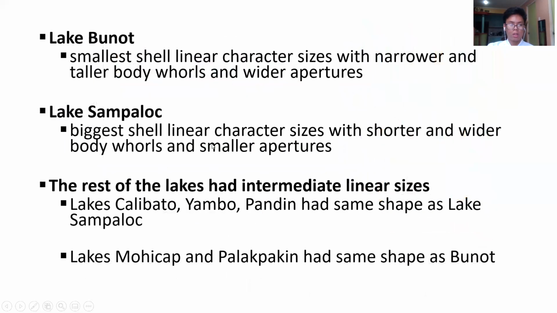And from there I was able to determine that Lake Bunot, like I mentioned, had the smallest linear character sizes, but they also had narrower and taller body whorls and wider apertures. Sampaloc, on the other hand, had the biggest shell linear character sizes, but based on its shape, it also had shorter and wider body whorls and smaller apertures. The rest of the lakes, however, had intermediate linear sizes between the two, but Lakes Calibato, Yambo, and Pandin had the same shape as Lake Sampaloc, whereas the rest had the same shape as Lake Bunot.